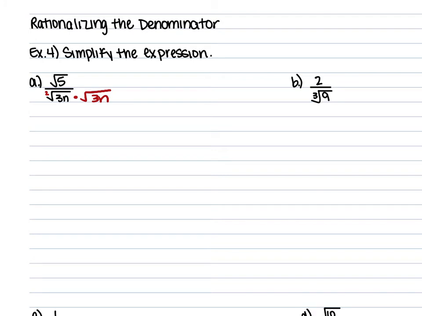What you do to the bottom, you must do to the top as well. So we're going to multiply the top, that square root of 5, by the square root of 3n. From here, the 5 times 3n stays underneath the radical. On the bottom, you have the square root of 3n times the square root of 3n. So that's the same exact thing as saying 3 times n times 3 times n.